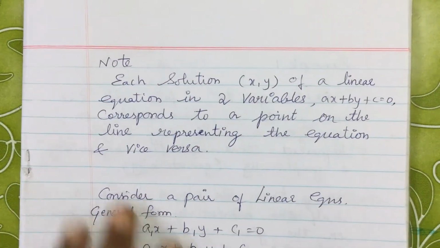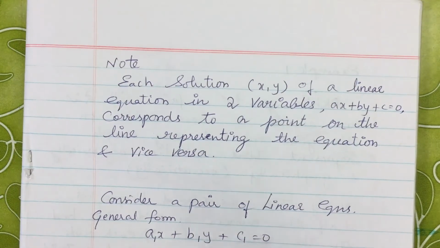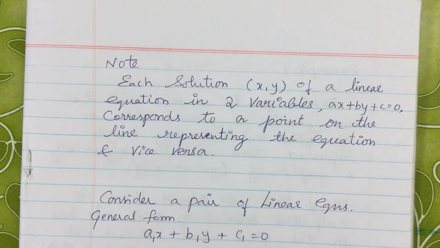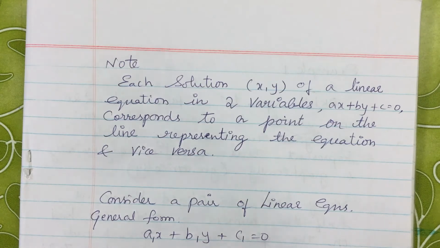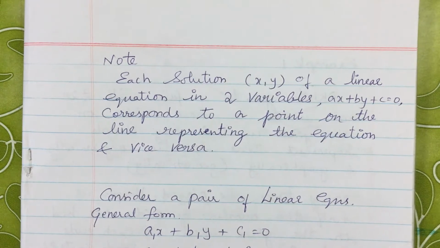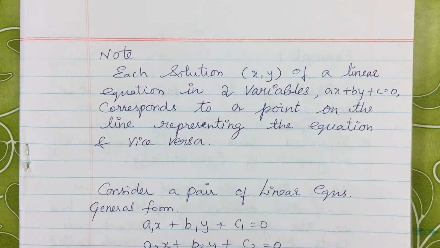So from this, what you can understand is that each solution (x, y), that is, each point of a linear equation in two variables ax plus by plus c equal to 0, corresponds to a point on the line representing the equation. Each and every point lying on the line you can consider as a solution for the given equation, right?